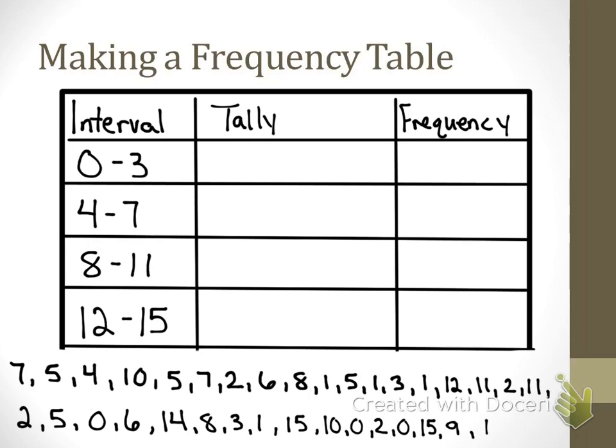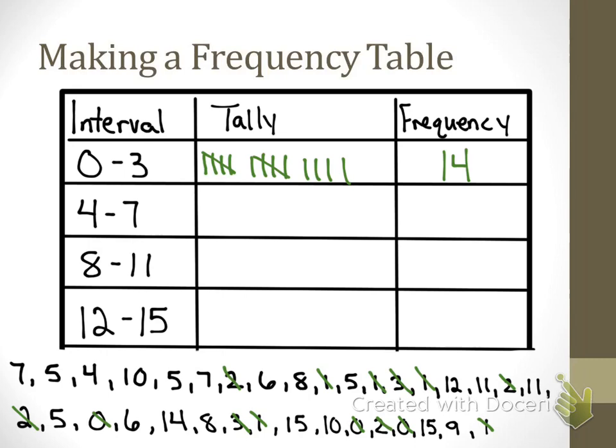All right, so how many numbers occurred in the interval of 0 to 3? Let's count them. Do you see where I'm marking them out? 1, 2, 3, 4, 5, 6, 7, 8, 9, 10, 11, 12, 13, 14. So 14, I write a frequency of 14. Anybody get that one right? There were 14 numbers that occurred between 0 and 3.